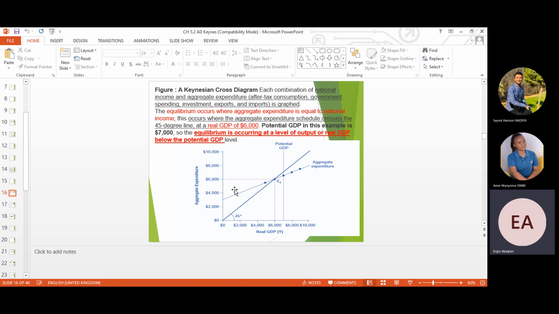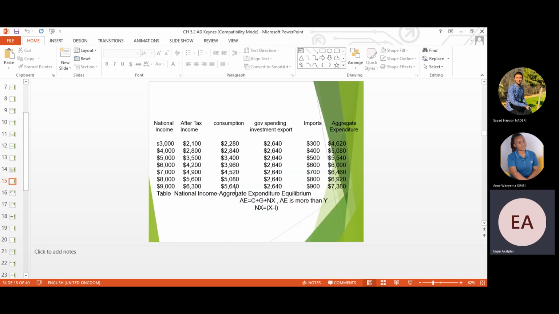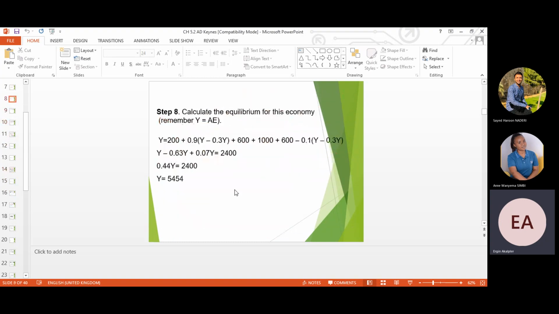We will calculate this, interpret it, and tell some information about the government and about the existing parameters which are affecting and changing the economic structure and model. Let's go back again.